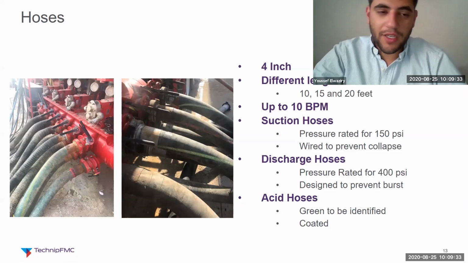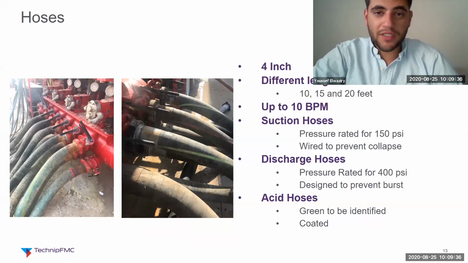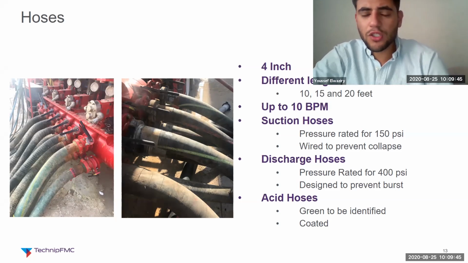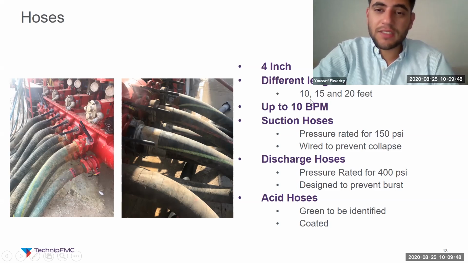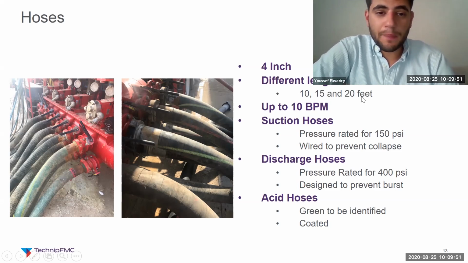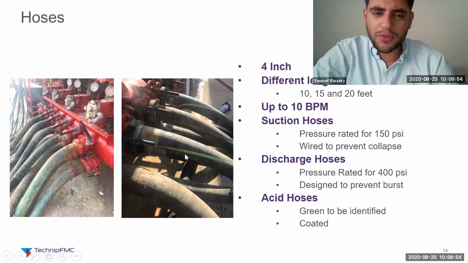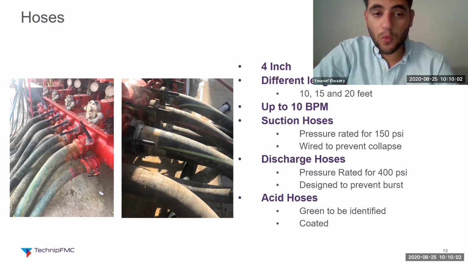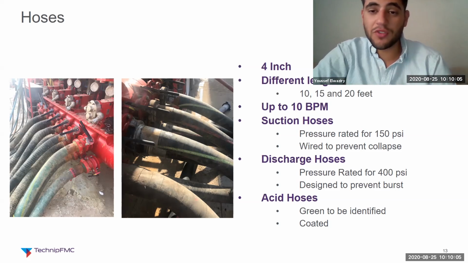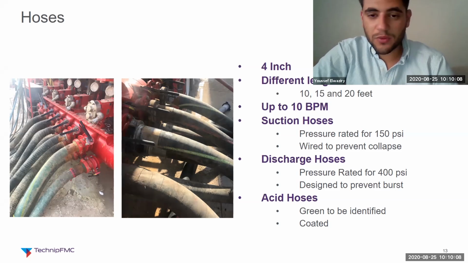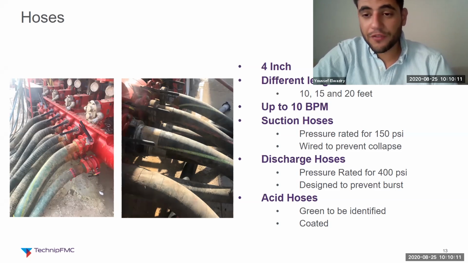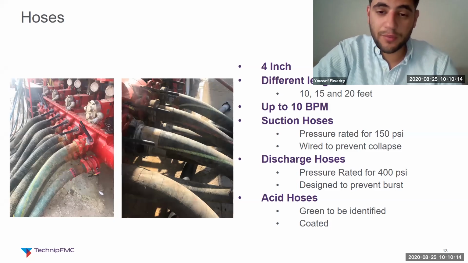Another way of connecting equipment together is hoses, but hoses are usually for lower pressures. So hoses come in different lengths, 10, 15, or 20 feet. Every hose can withstand between 8 to 10 barrels per minute. There are suction hoses that are rated for 150 psi, and they're wired from the inside to prevent collapse because you use them for suction. On the other side, we'll see discharge hoses. They're rated for 400 psi, and they're designed to prevent burst.